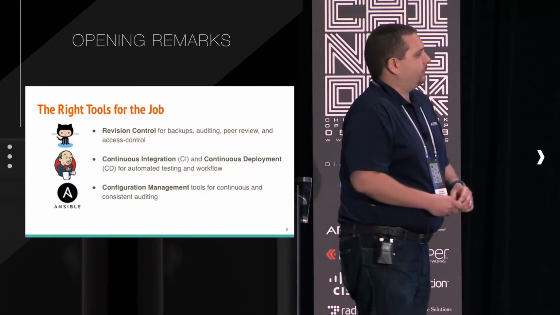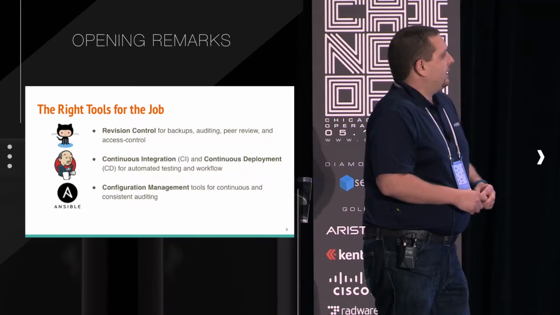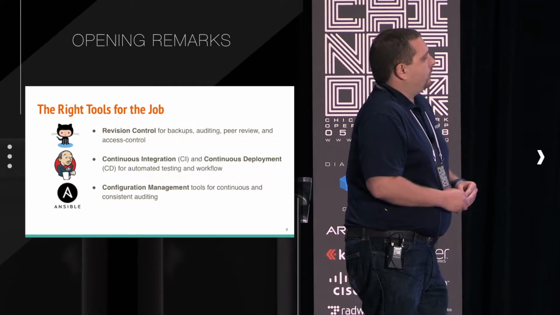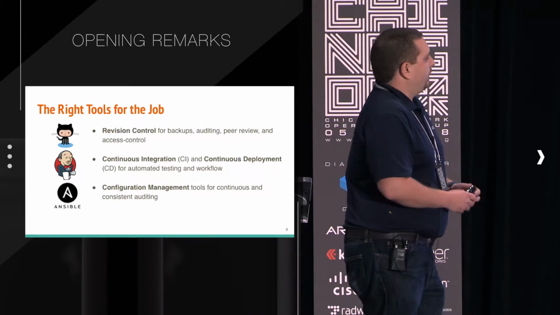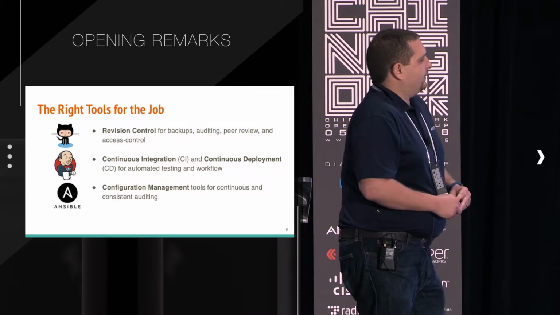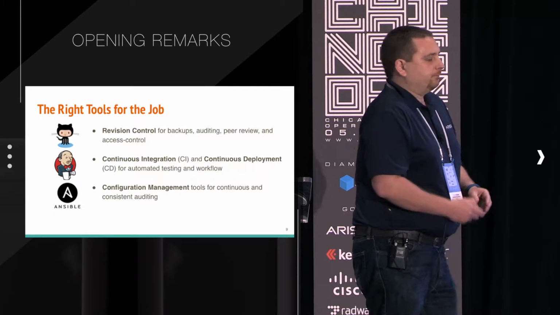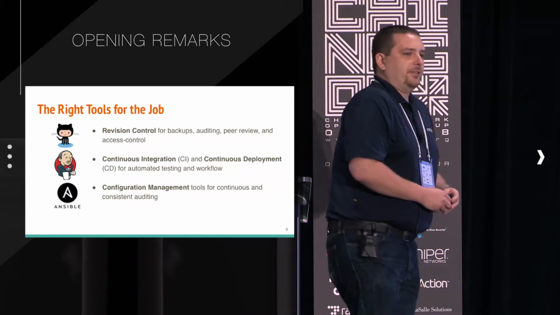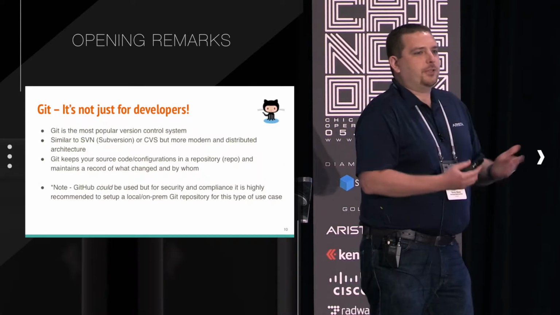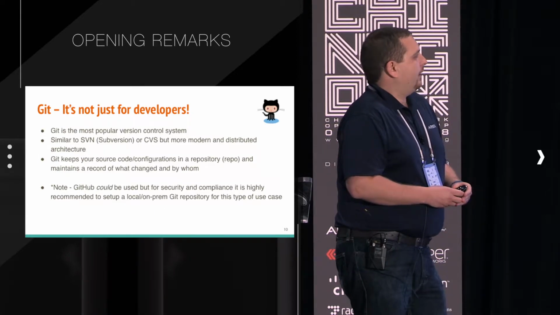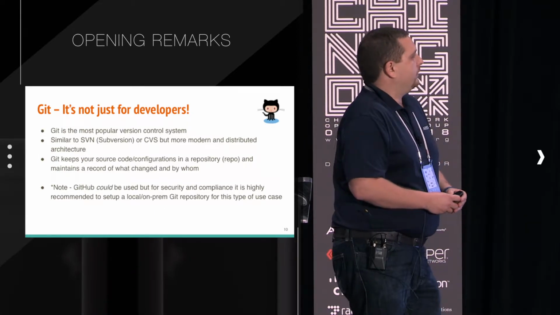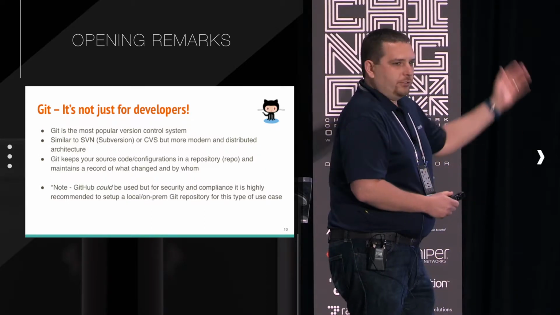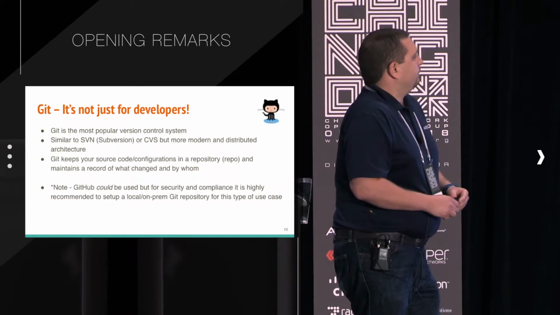So to jump into the technological side, we're going to be talking about three main things today: Git for our revision control and peer review, Jenkins for CI/CD, and finally Ansible. Git, as I just found out this week, is not just for developers. There are lots of cool use cases for it. There are probably a lot of use cases you shouldn't use it for, but it's a great tool at our disposal. And all these tools are open source and highly adaptable.